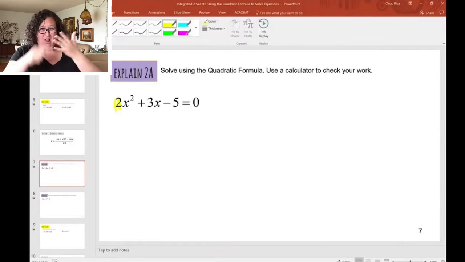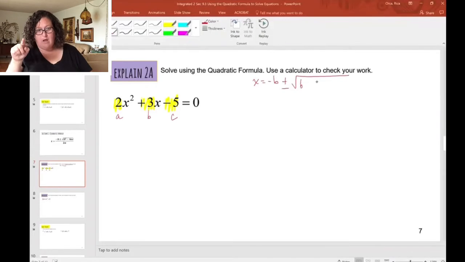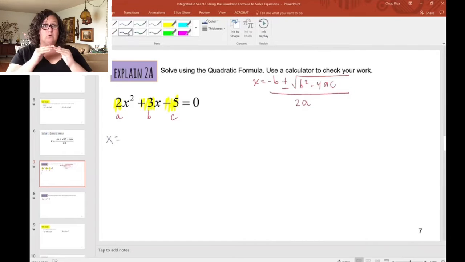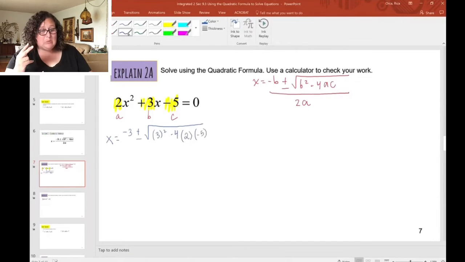So the first step is to label A, B, and C. A is 2, B is 3, C is negative 5. Write out the formula. X equals negative b plus or minus the square root of b squared minus 4ac all over 2a. So x equals negative 3, because that's what b is, plus or minus the square root of b squared, so 3 squared, minus 4, a is 2, c is negative 5, all over 2a, which is 2.